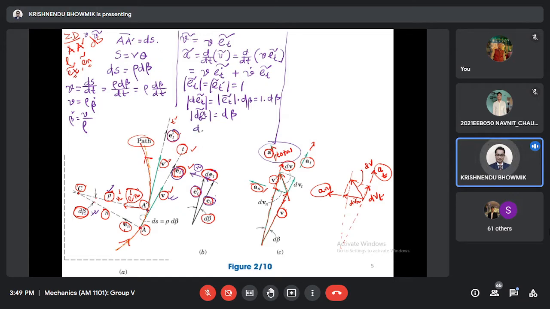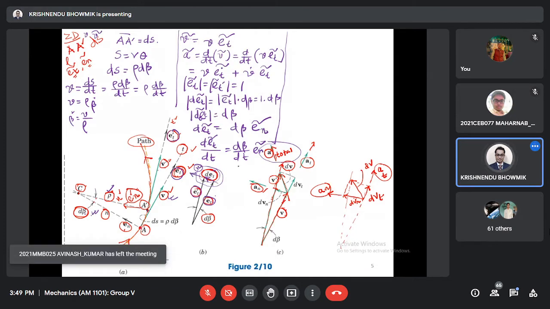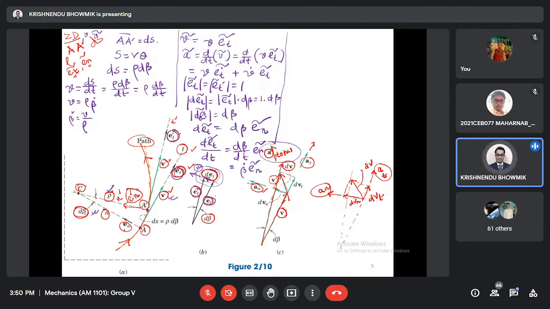Now this det is d beta, and det is acting in which direction? Normal. Yes. So I can write this, direction also I have given there. If it is so, then somebody can write this also, det dt equal to d beta dt en, and this d beta dt equal to beta dot multiplied by en.